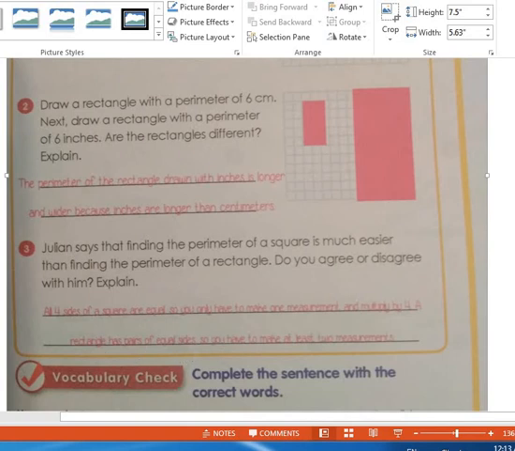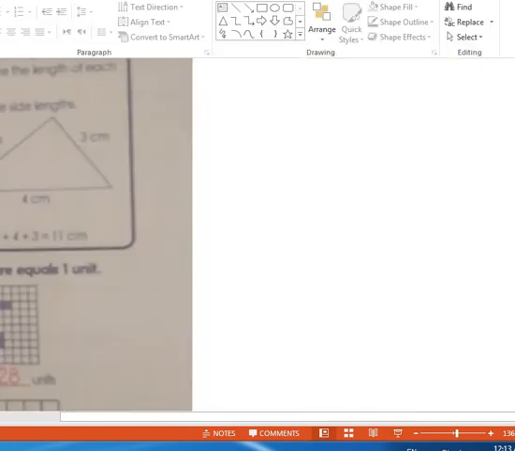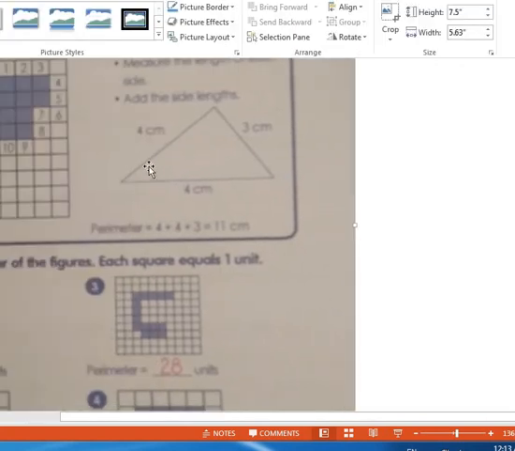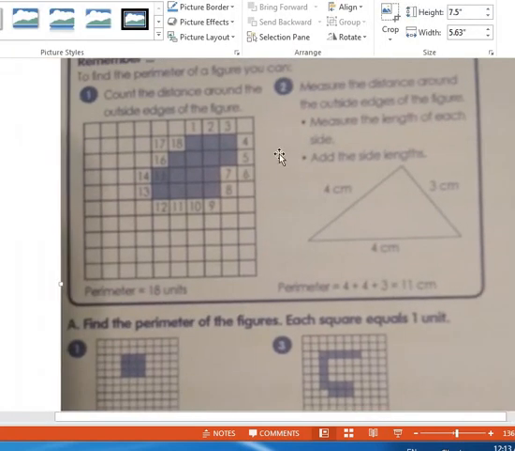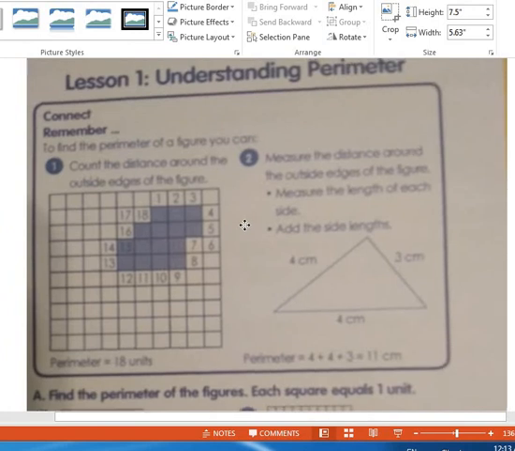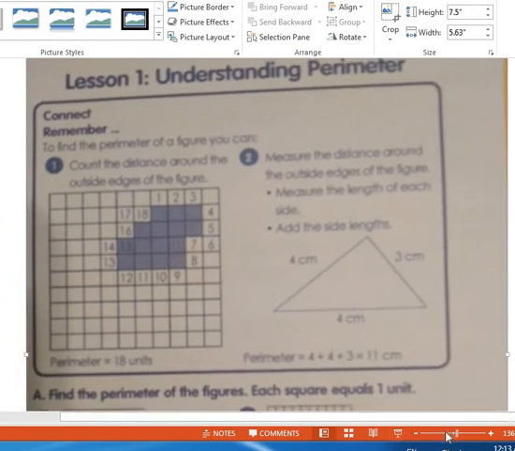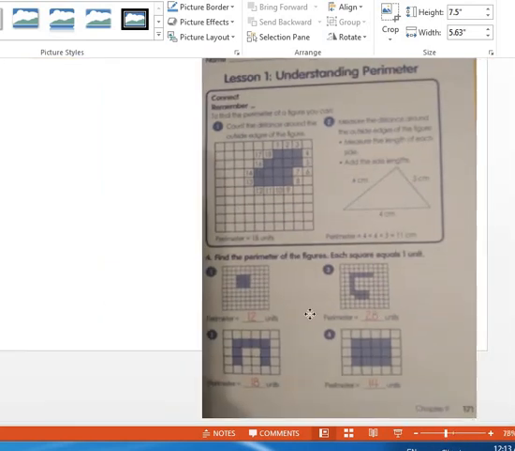Moving to the other slide. In the practice book, if you have the practice book, you can answer this by yourself. If you don't have it, don't panic. I will send you a lot of worksheets.